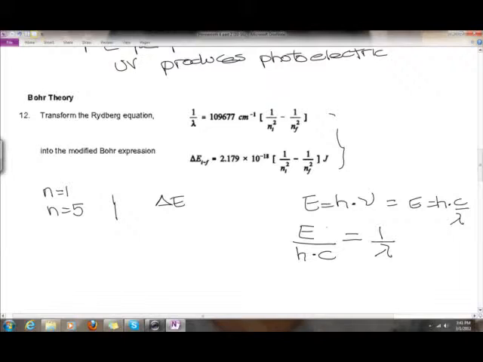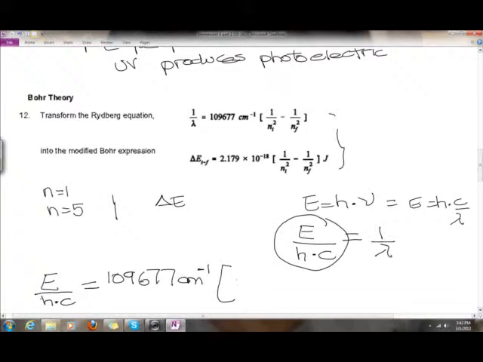Let's plug this in on the left side. It's going to be the energy from a final step divided by hc equals 1.09677 centimeters to the minus 1, times 1 over n initial squared minus 1 over n final squared. And this is per joule, without the joules.